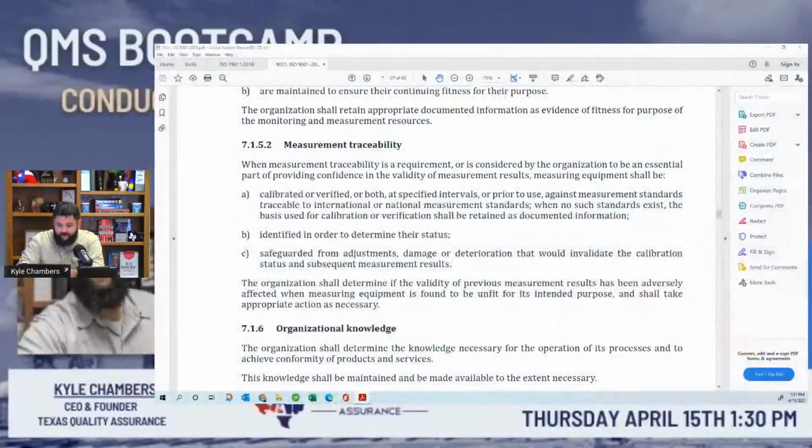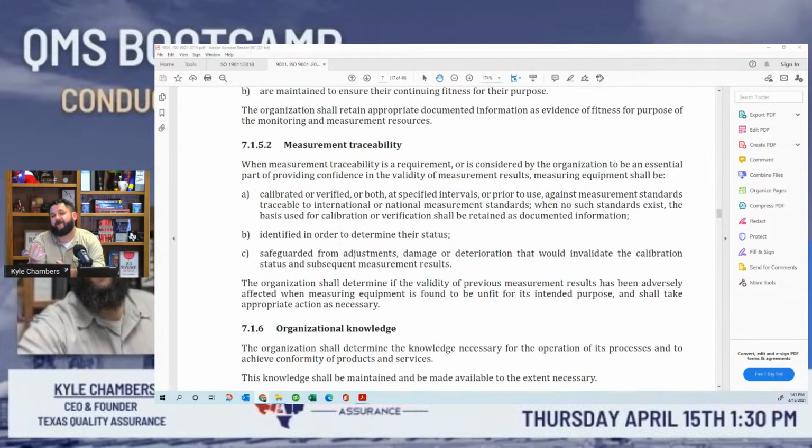All right, here we are at measurement traceability. Okay, let's talk measurement traceability. When measurement traceability is a requirement or is a consideration by the organization to be essential to providing the validity of measurement results. So already in that first statement, we've got some kind of options and exclusions in here. You'll notice this is not a shall statement. It does not outright say the organization shall maintain. It says when measurement traceability is a requirement or is considered by the organization to be essential.